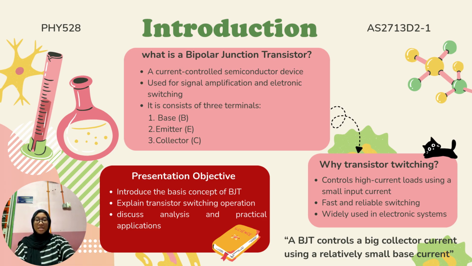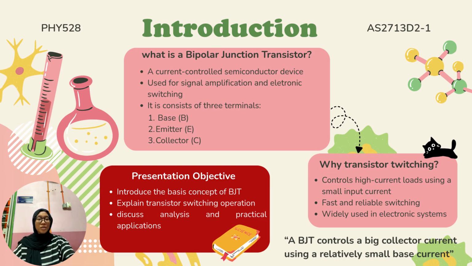Introduction. What is a bipolar junction transistor? A bipolar junction transistor, or BJT, is a current control semiconductor device that plays an important role in analog electronic circuits. It is commonly used for two main purposes, which is amplifying electrical signals and acting as an electronic switch. A BJT consists of three terminals, which is base, emitter, and collector. By applying a small current to the base terminal, the transistor is able to control a much larger current flowing between the collector and the emitter.